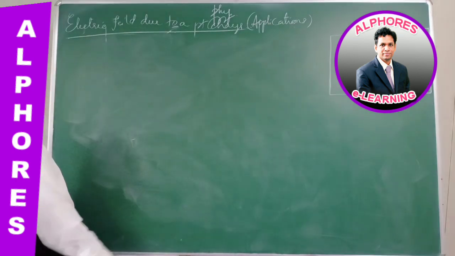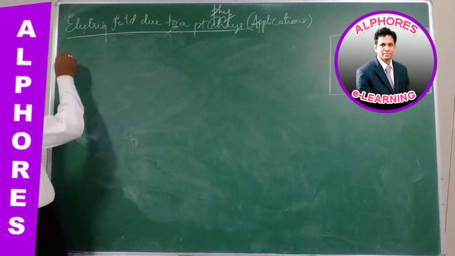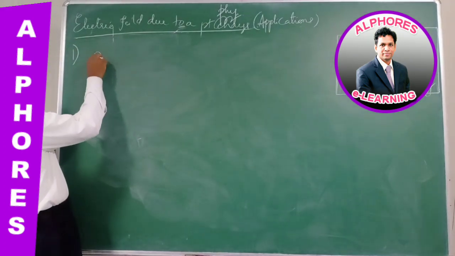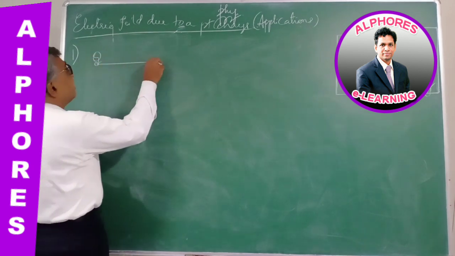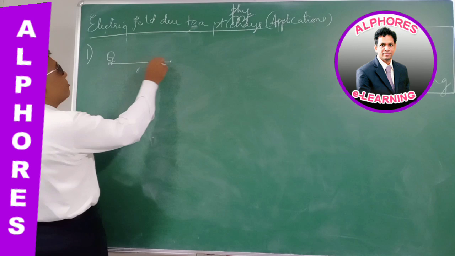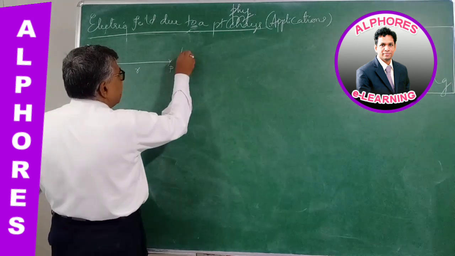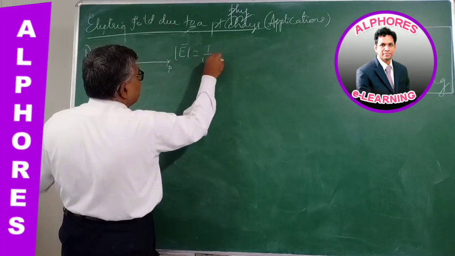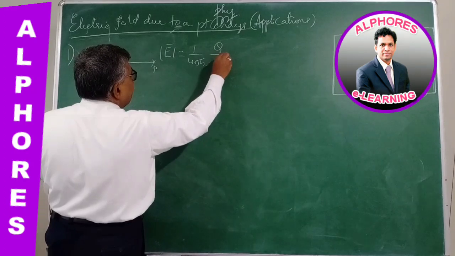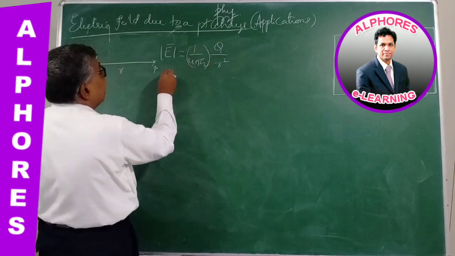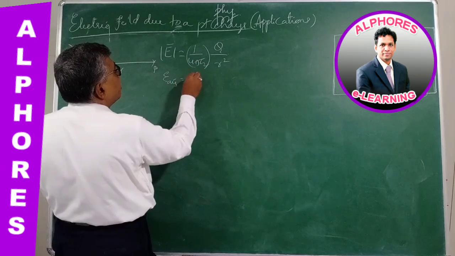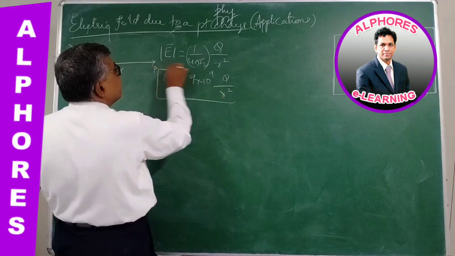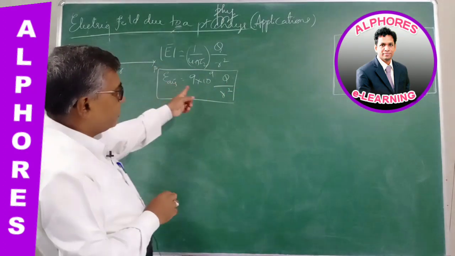Consider simple mathematical applications of the electric field due to a point charge. The first simple question: a charge of magnitude q is given at a point. What is the magnitude of the electric field at a point P, at a distance r? The magnitude of the field is simply 1 by 4 pi epsilon naught capital Q by r square. If it is in air, 1 by 4 pi epsilon naught is 9 into 10 power 9, so the field is 9 into 10 power 9 capital Q by r square. First simple thing, the magnitude of the electric field.